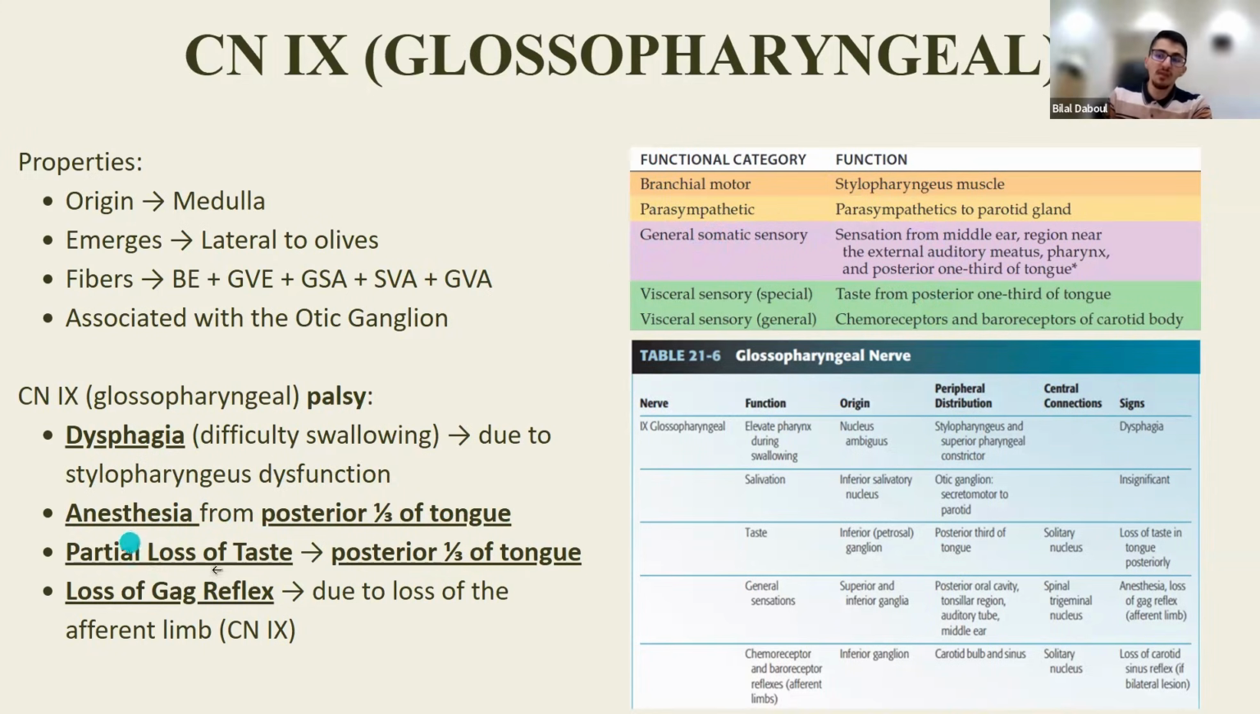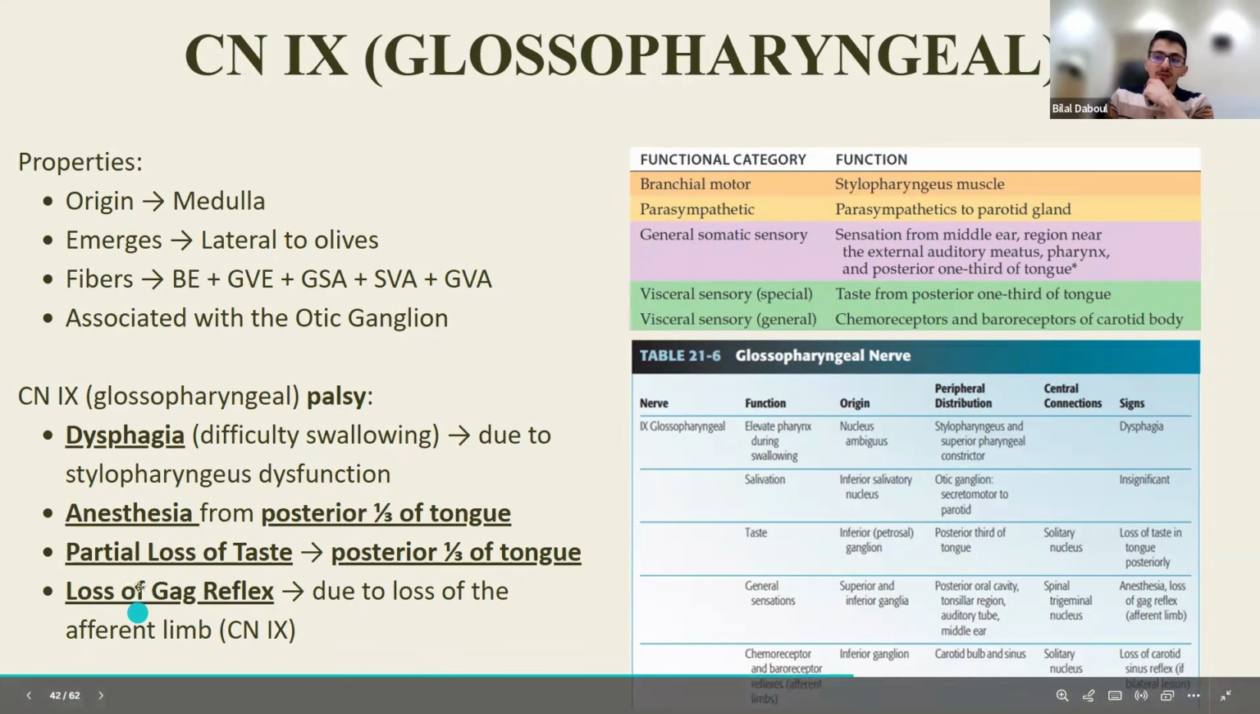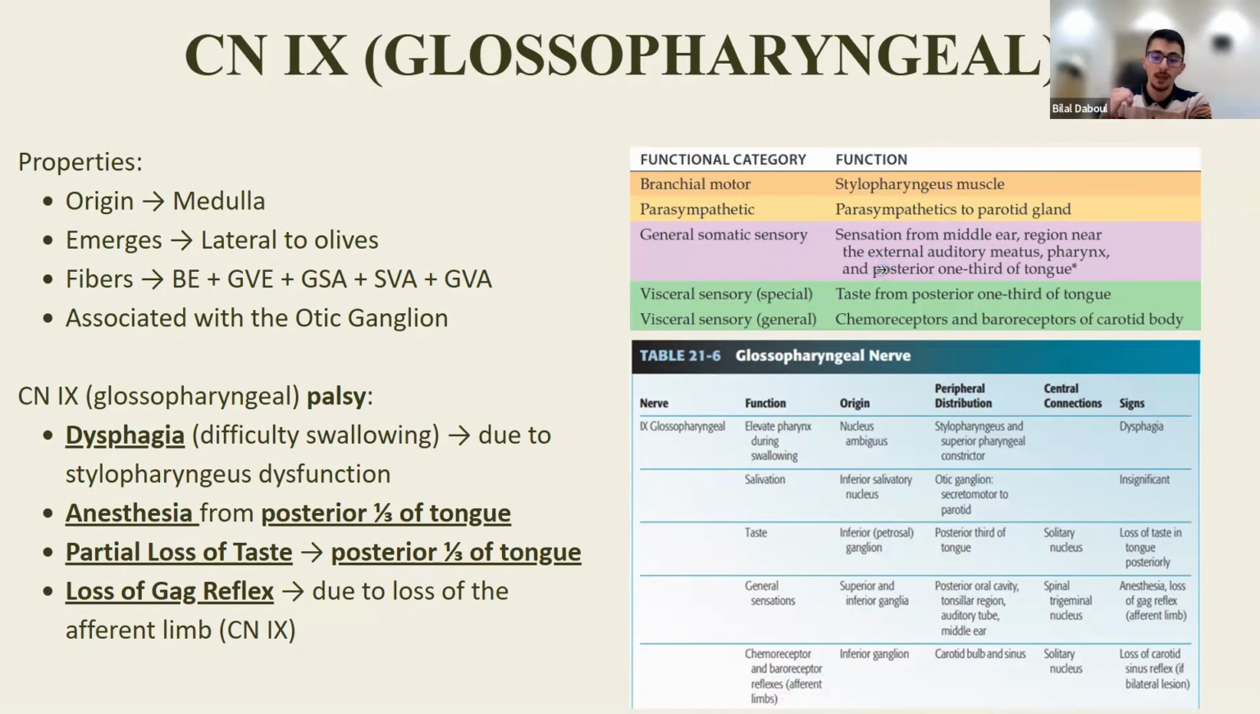We also have partial loss of taste from the posterior one-third. Again, it's responsible for both the general and taste sensations, so both special visceral afferent and general somatic afferent. And of course, you would have loss of the gag reflex. This will clue you that the glossopharyngeal is also sensory to the pharynx. So if I induce gagging, placing an object near the posterior pharynx, these sensations travel through the glossopharyngeal, coming back, and then you have the efferent or motor limb, which is the vagus nerve, to induce gagging, to eject this foreign substance.